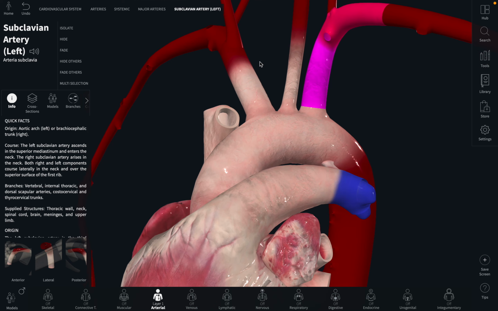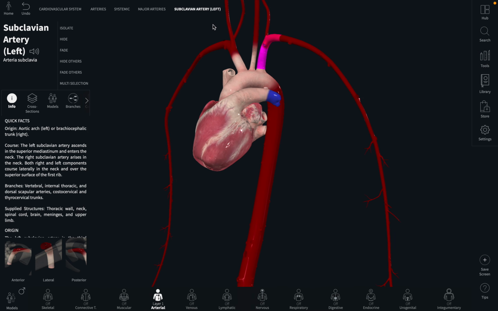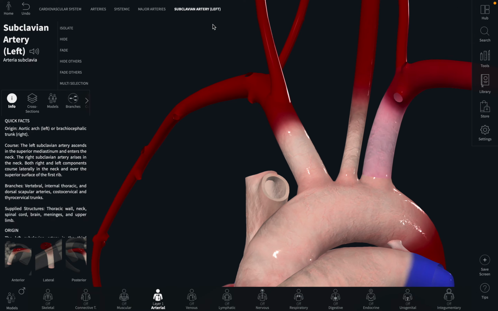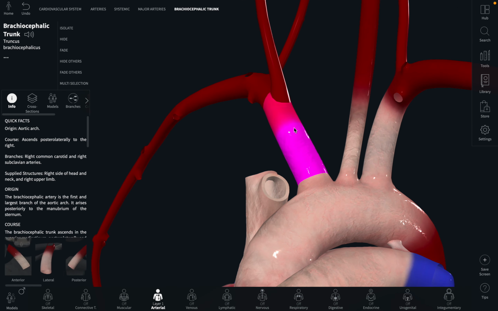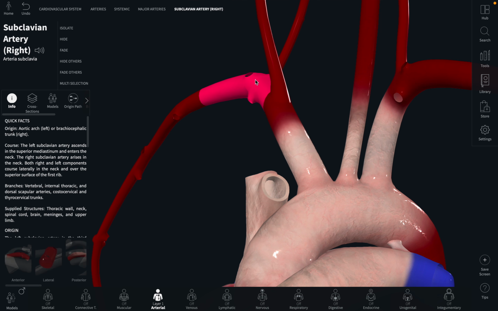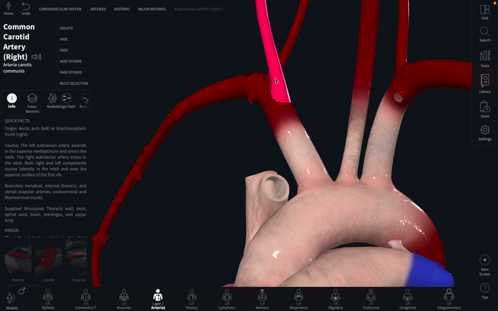Now on this brachiocephalic trunk we have what? We have the right subclavian, and we have the right common carotid.